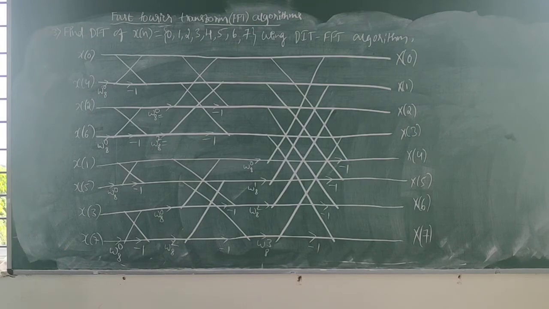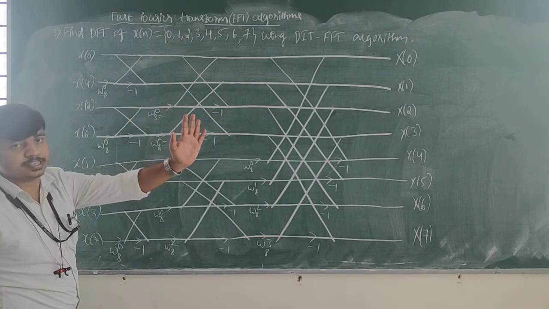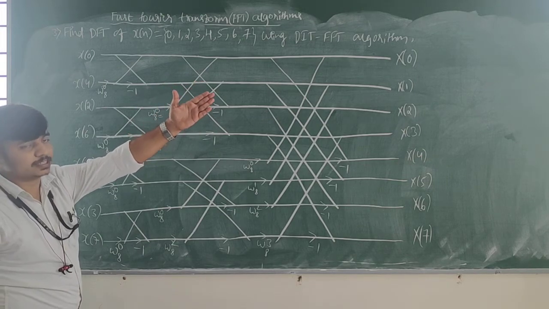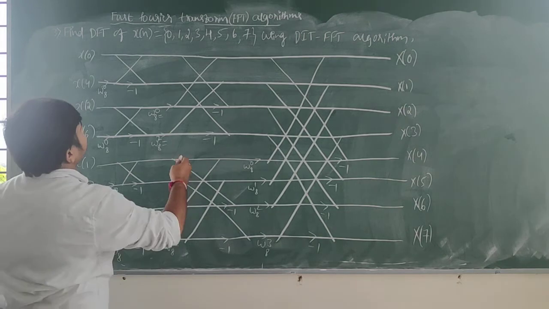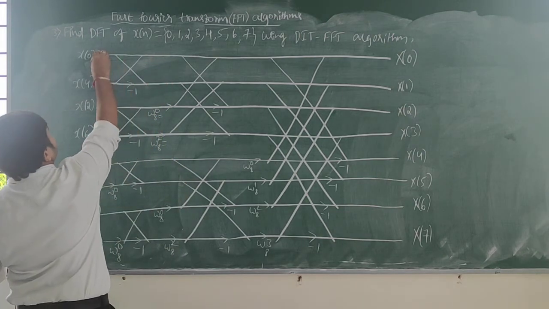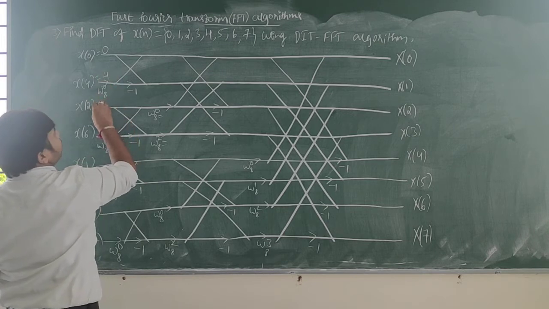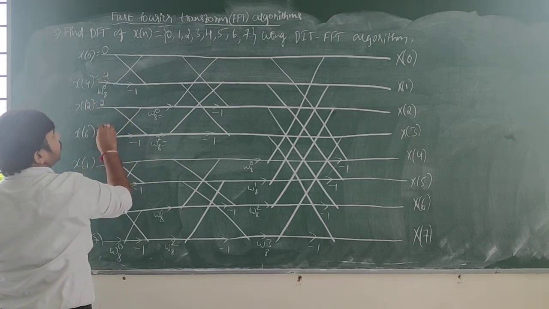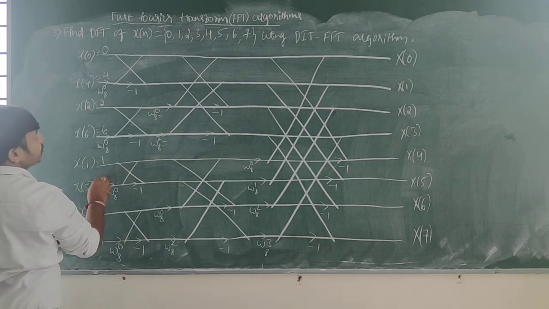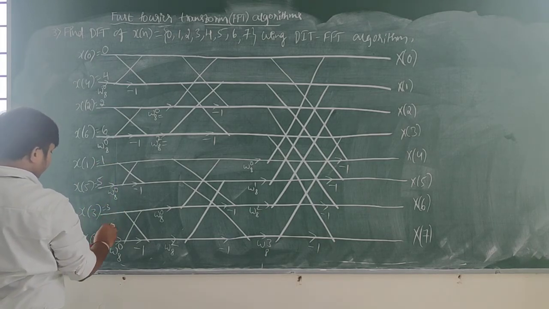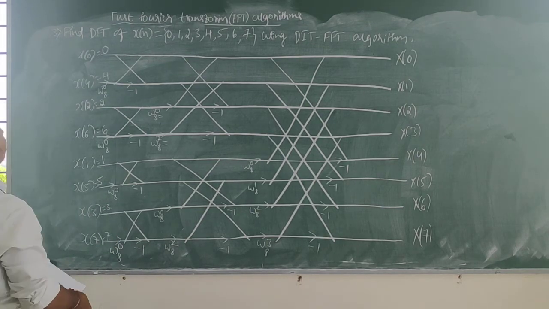Okay, so now substitute the inputs and calculate outputs of each stage in order to arrive at x of k. Okay, so first, what is x of 0? It is given in order only. x of 0 is equal to 0, x of 4 is 4, x of 2 is 2, x of 6 is 6, x of 1 is 1, x of 5 is 5, x of 3 is 3, x of 7 is 7. Okay, so now we know that.